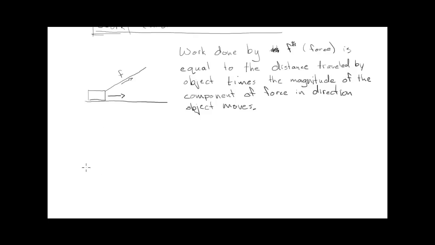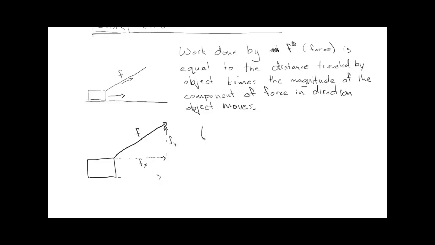So let's just draw one of those free body diagrams. Okay, so here's F. We know that F is made up of two components, a horizontal component and a vertical component, right? Sometimes we call that Fy, because if X was horizontal, Y is vertical, then that's the Y component, and that's Fx. So if the object is moving in this direction, then this is the component in the direction the object's moving.